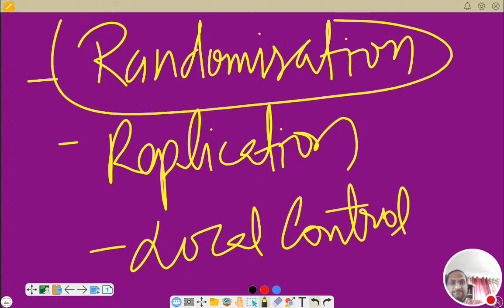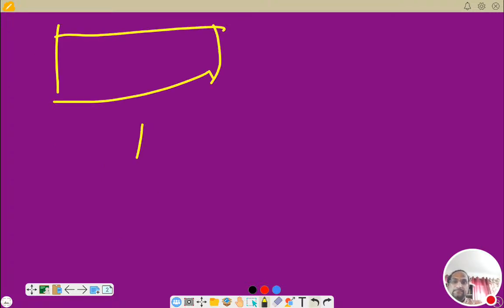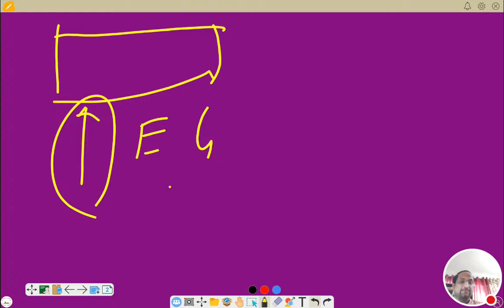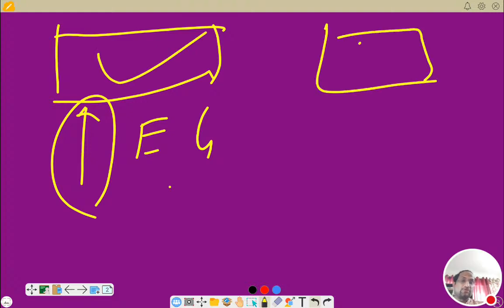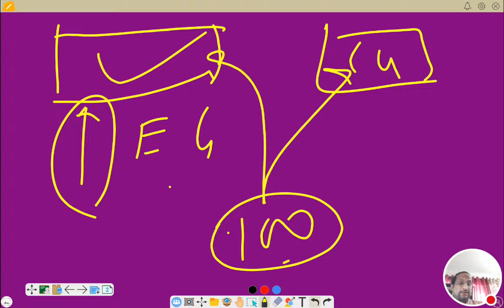What is randomization? Whenever we have an experimental group upon which the treatment will be introduced, that is, the manipulation of IV will be done on the experimental group, not the control group. These are the two groups. The subject matter is a number of subjects. Suppose 100 students are there. They will be divided into two groups, but that division will be random. We don't know who is going into the control group and who is going into the experimental group.